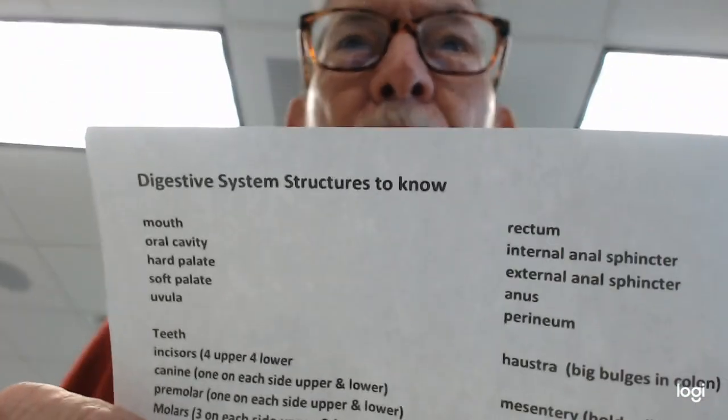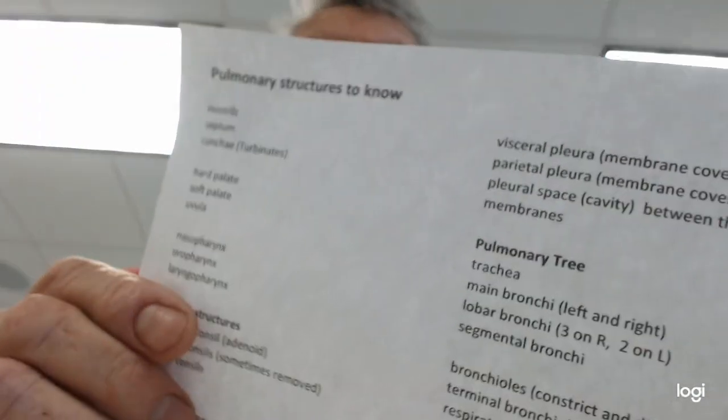This is a digestive one. Let's try that one. I'm going to do both pulmonary and digestive the same way. There's a pulmonary system structures to know. And these are the ones, just like before, there are a number in your lab manual that I won't be asking about because they're too minor.